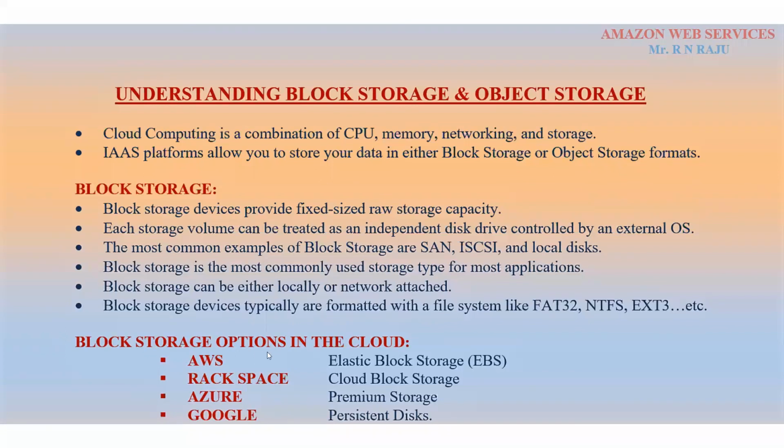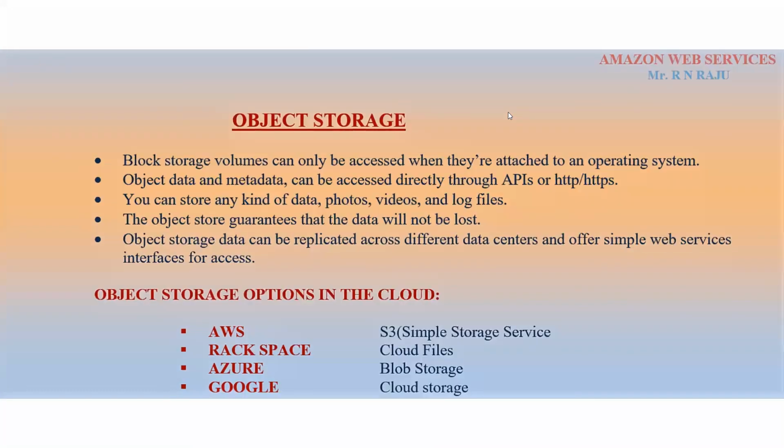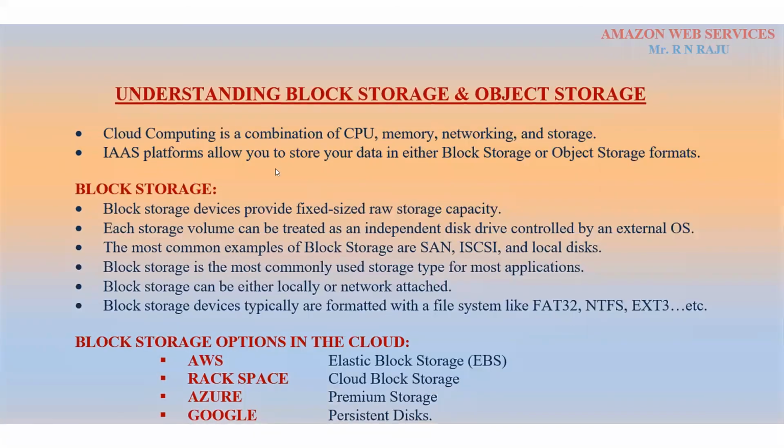So block storage options in the cloud: AWS EBS, Elastic Block Store, and Rackspace Cloud Block Storage. In Azure terminology, Premium Storage, and Google, Persistent Disks. So finally, block storage is designed for operating systems, which means EC2 instances. And object storage, like S3 just now. Block storage volumes can only be accessed when they are attached to an operating system. So if you want to access block storage, you must attach it to an operating system.